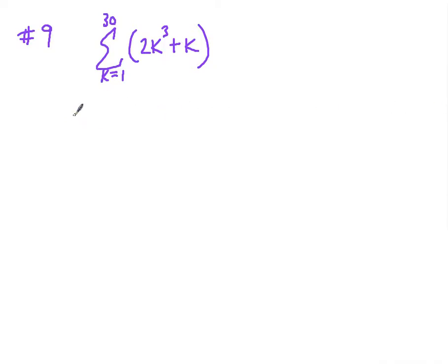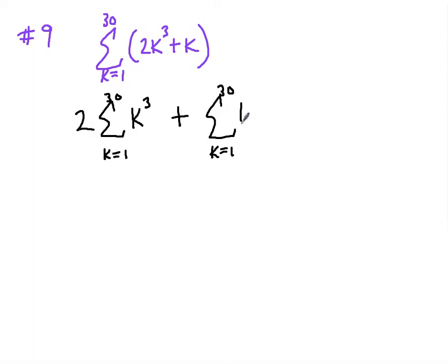Then let's go on to number 9. I would break this problem up because I have parentheses. I would give each of these terms their own summation. And since I have a constant, I'm going to put that out in front when I break it up. So I will have the sum from 1 to 30 of k to the third with a 2 out in front, plus, and then I'll have another sum from 1 to 30 of k.